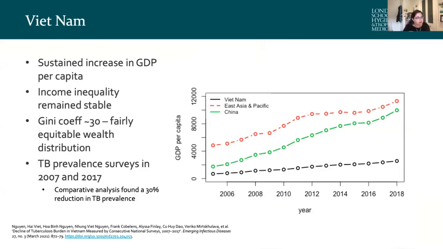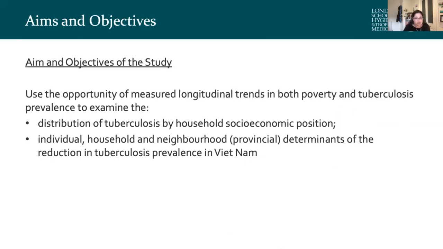So in Vietnam, since about 1986, they've seen rapid and sustained economic growth, with increases in GDP per capita, and income inequality has remained stable at fairly equitable wealth distribution, with a Gini coefficient of approximately 35. As I said earlier, there were two TB prevalence surveys, one in 2007 and one in 2017, and a comparative analysis found a 30% reduction in TB prevalence between these two surveys.